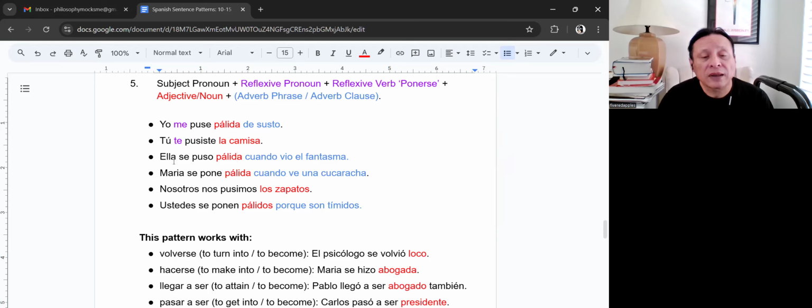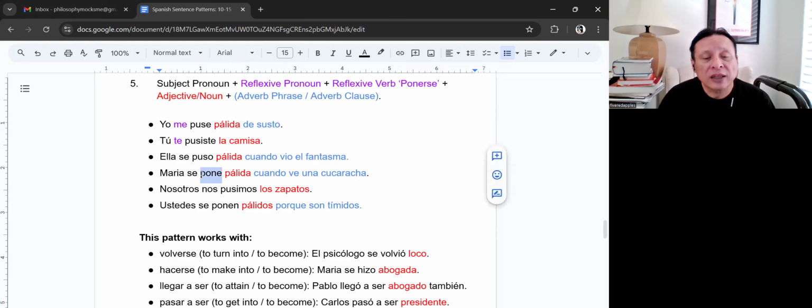Okay. Ella se puso, she put on, ella se puso, she became pale, when she saw the ghost. Vio is past tense of to see. So this is the adverb clause example. I don't need it, but it's common to use it. Also, an adverb phrase like with fear or from fear is very common.